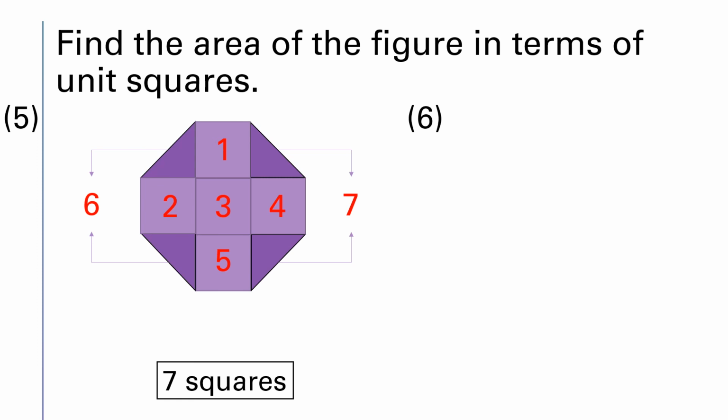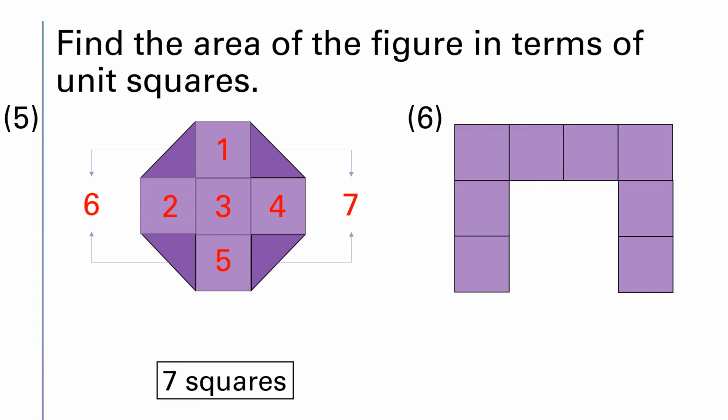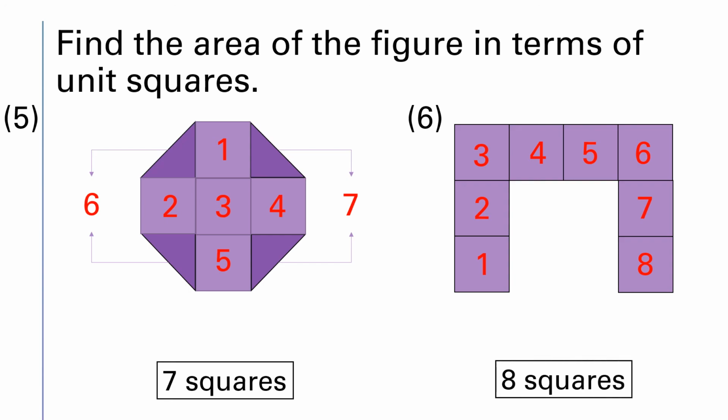Okay. Let's find the area in last figure by counting the squares. Can you tell me what is the answer? Let's count. 1, 2, 3, 4, 5, 6, 7 and 8. So the answer is 8 squares.